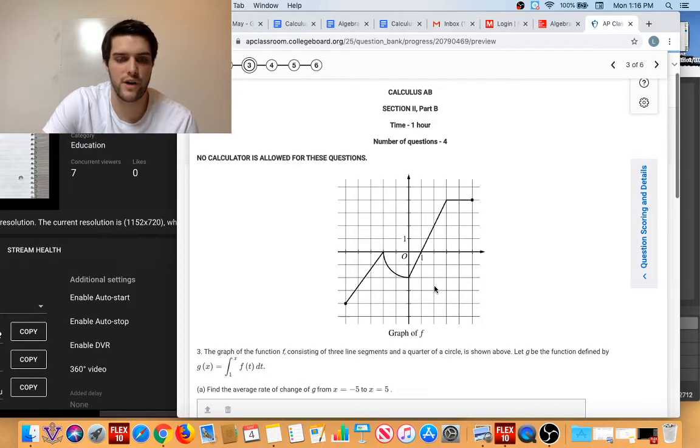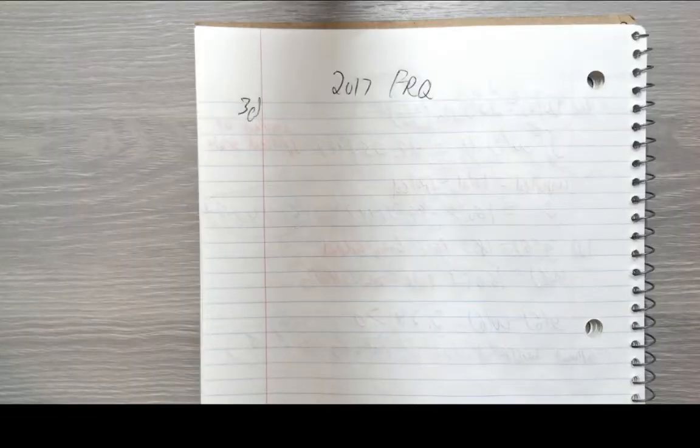All right, the graph of the function. So we're given this graph. We're given what g of x equals, and we're going to have to solve some questions. All right. So let's look at 3C.